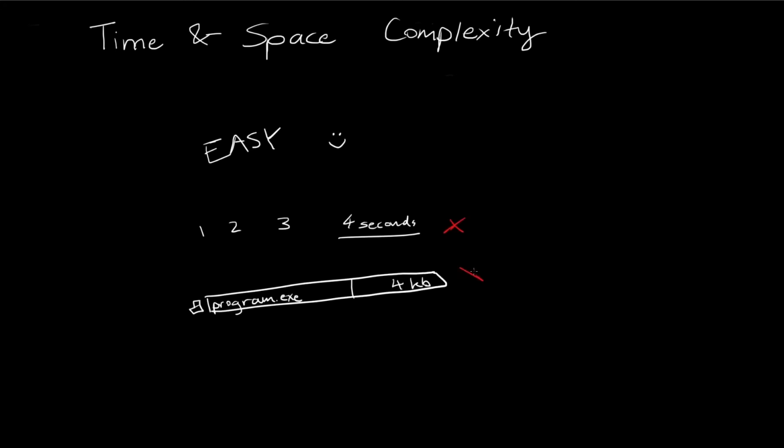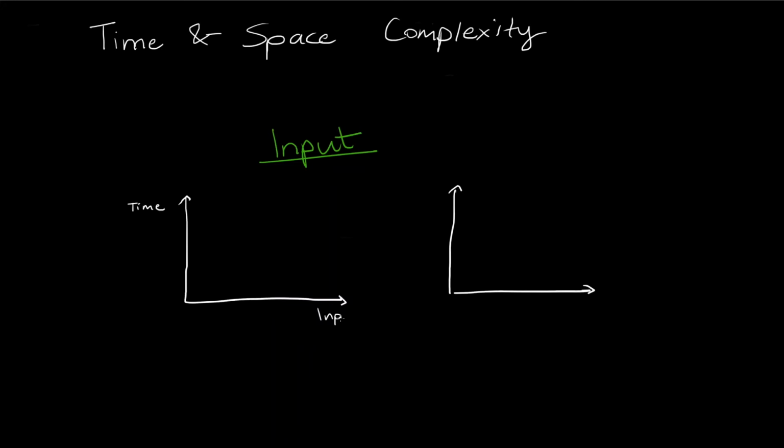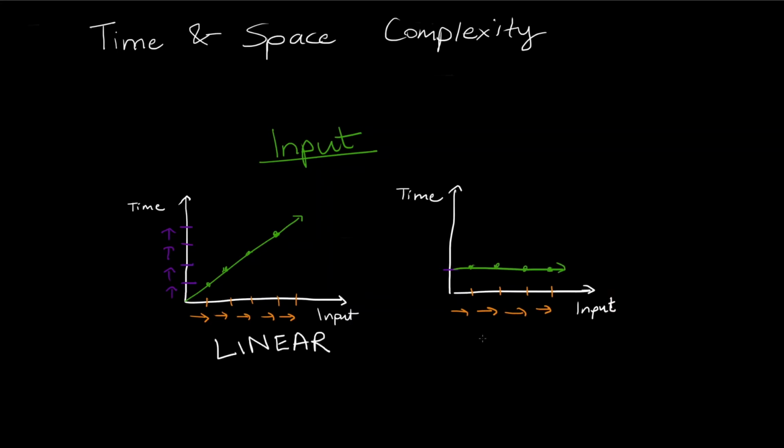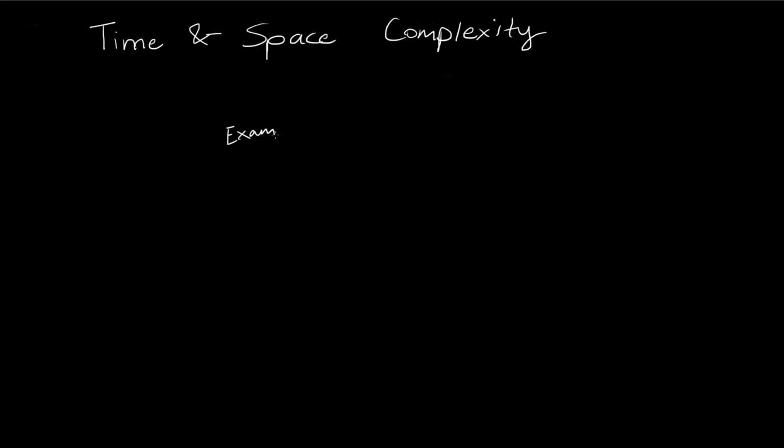Not exactly. Different programs take different amounts of space and time depending on the computer that you run them on. So instead, we want to measure time by how much input we provide a program. As the input increases, if the time increases at the same rate, we have a linear time complexity. If as the input increases, the time doesn't increase at all, we have a constant time complexity. These are terms we'll be exploring with examples in the future, so don't worry too much about the specifics here.